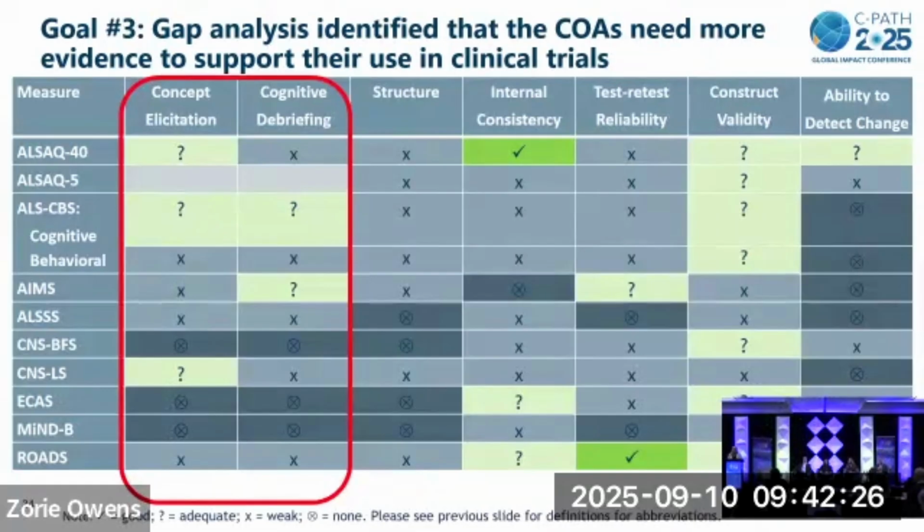The big thing for me was not surprising, but it was sad, was that we have no qualitative work. So none of these instruments have actually talked to families, caregivers, persons living with ALS about, are we really capturing what's important to you? Or do the item stems make sense? Do the response options make sense to you in this time period? We are really missing that gap. And that is a big gap.